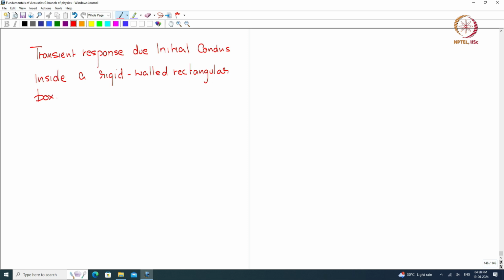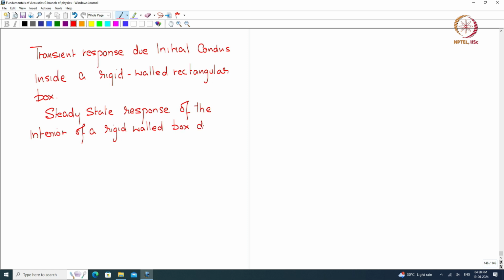So now today we will look at the steady state response of the interior of a rigid wall box due to a harmonic volume velocity source.